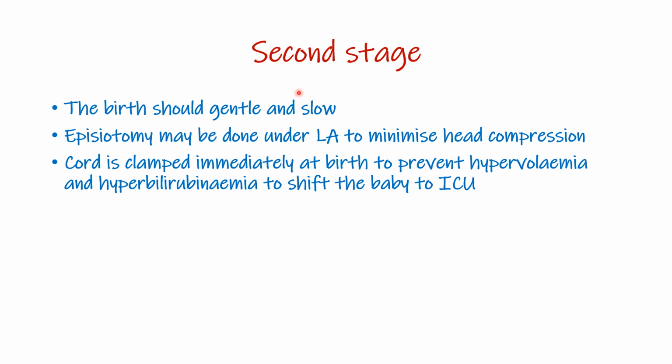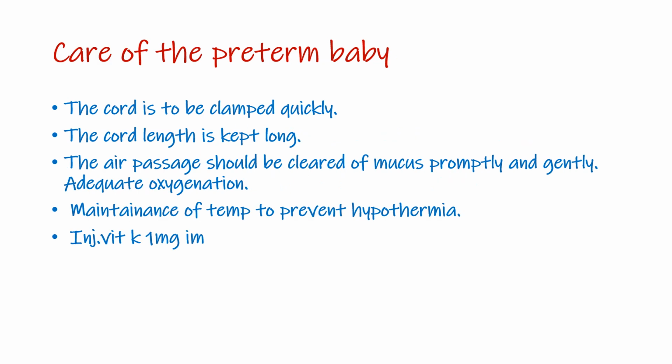In terms of the second stage of labor, where we normally have now the delivery of the fetus, the birth should go gentle and slow. Episiotomy may be done under local anesthesia to minimize head compression, and the cord is clamped immediately at birth to prevent hypervolemia. Because this baby is small, if you allow blood to move from the mother to the fetus, you can have hypervolemia and hyperbilirubinemia, needing to shift the baby to ICU.